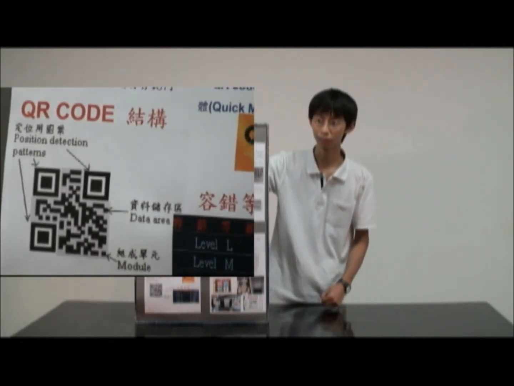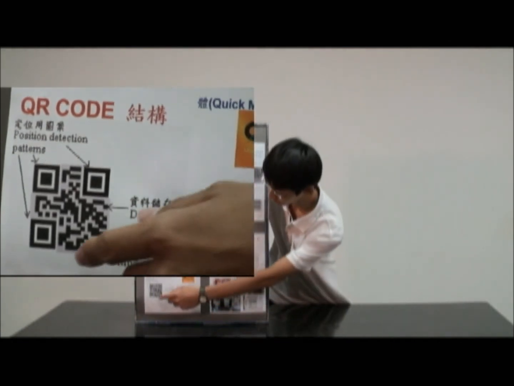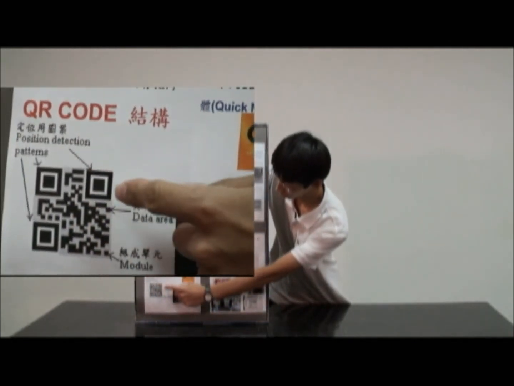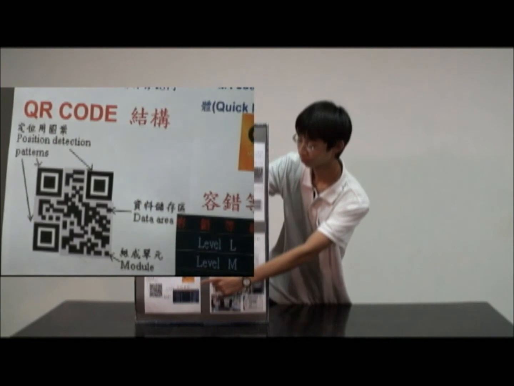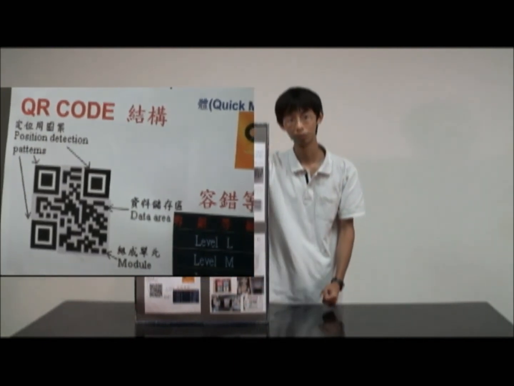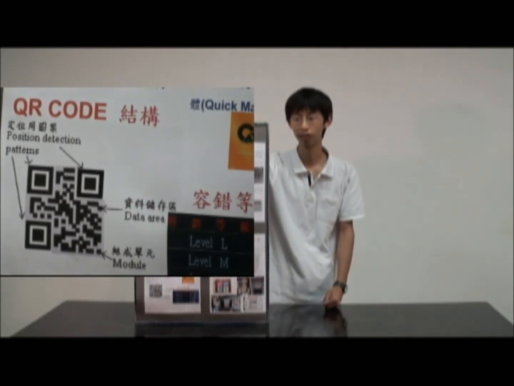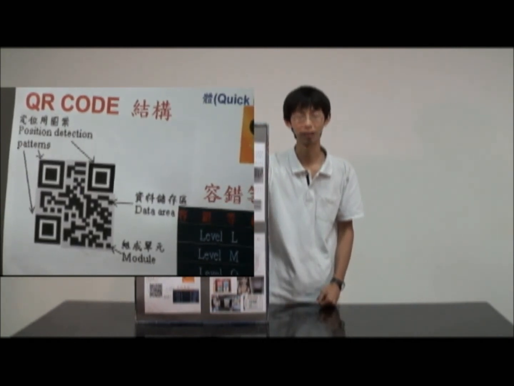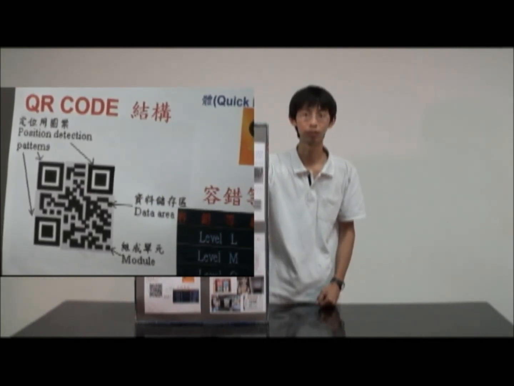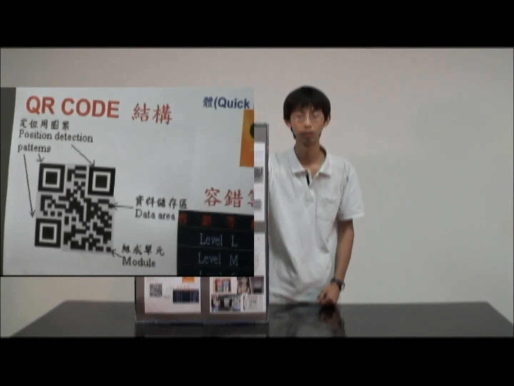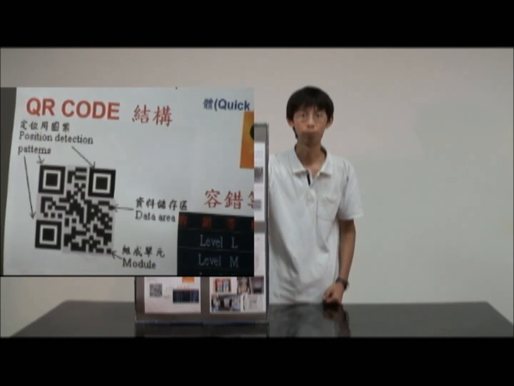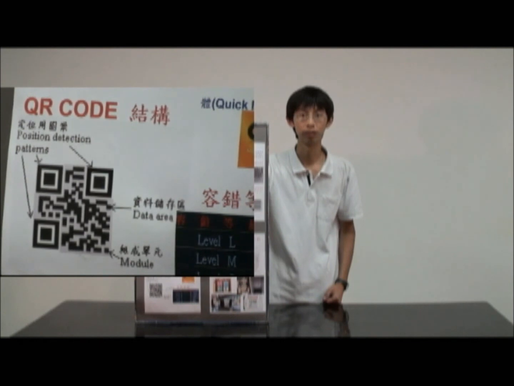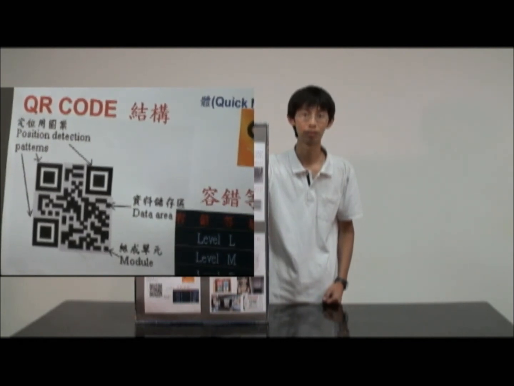Furthermore, there are 3 location points on the corners, so you can read the two-dimension barcode at any angle. Additionally, the two-dimension barcode has greater capacity for resistance to damage. It can be correctly read under 30% damage.